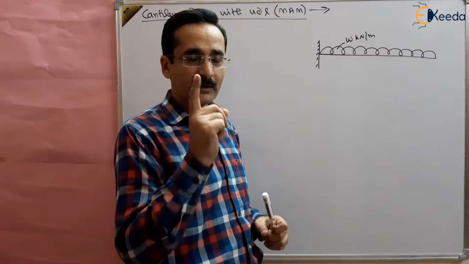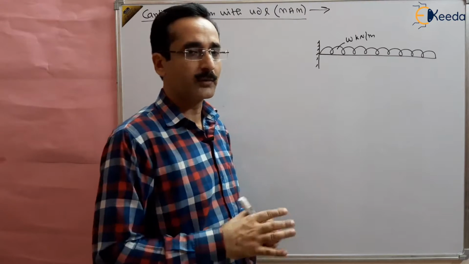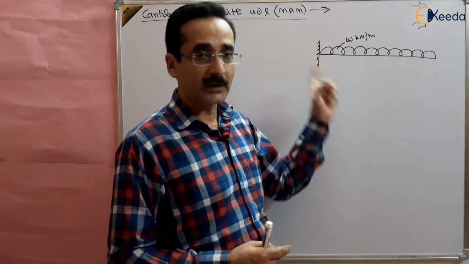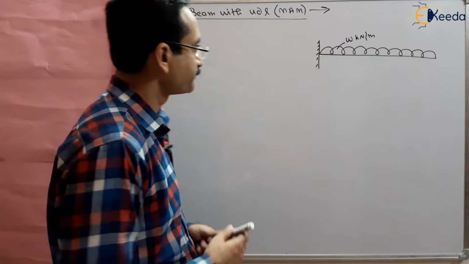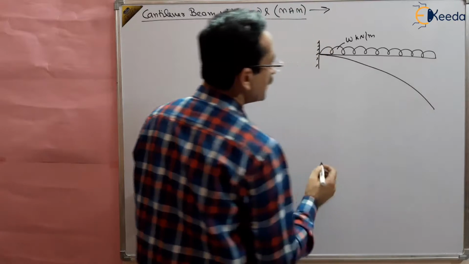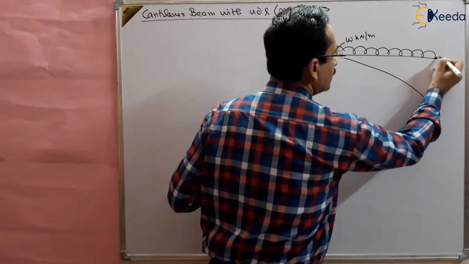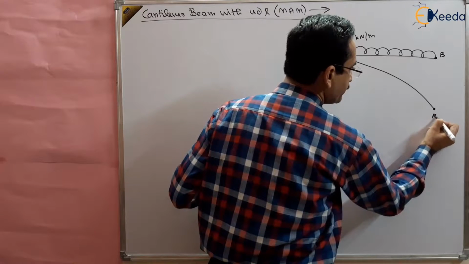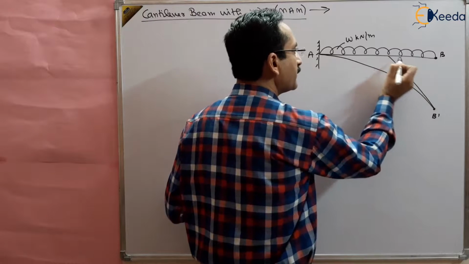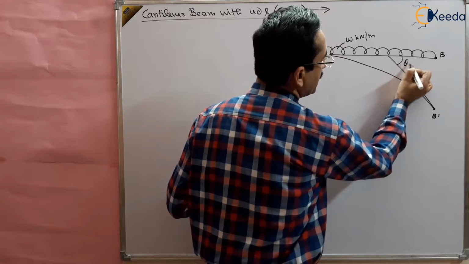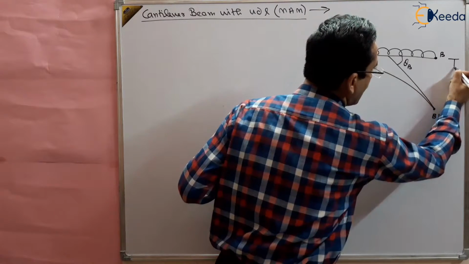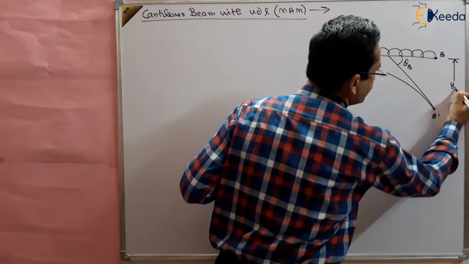We know that we have two theorems, Mohr's first theorem and second theorem. With the first theorem we will get the maximum slope, and using Mohr's second theorem we will get the maximum deflection, right? So we will get this type of elastic curve. This point B will be shifted to this point B dash. The slope will be maximum at this point. This is the maximum slope, theta max or theta B, and the deflection will be maximum at B only. This is Y max, right?